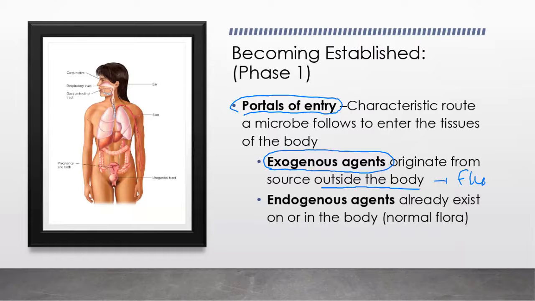The second one is called the endogenous agent. This is actually the normal flora that already exists on our body, maybe on the skin. Whenever they enter into the sterile tissue, they can cause disease. So the endogenous agent is part of our normal flora that enters into sterile tissue and causes disease.